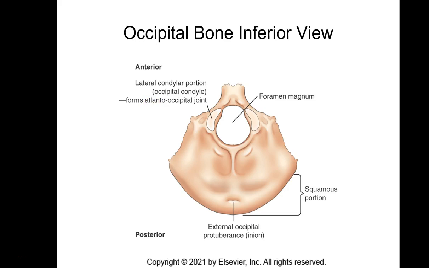All right, so the occipital bone articulates with 5 different cranial bones. So both parietals, both temporals, the sphenoid, and then it also articulates with C1. So it's classified as articulating with 6 bones, but only 5 of them are cranial bones.